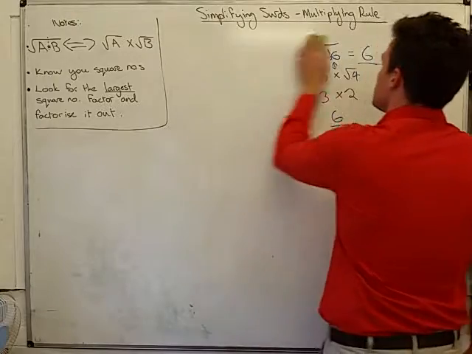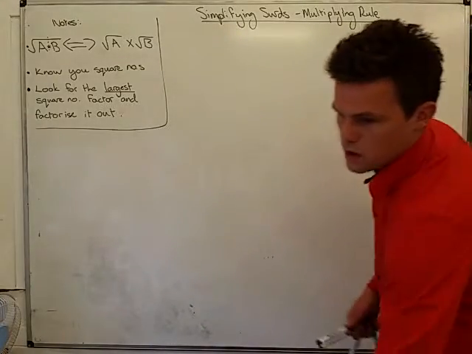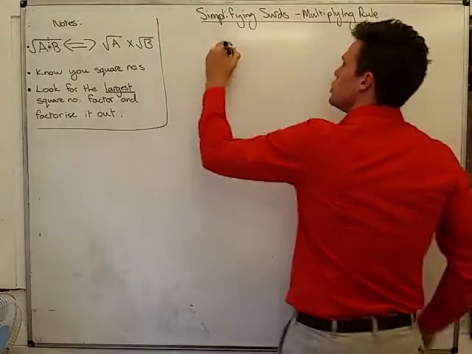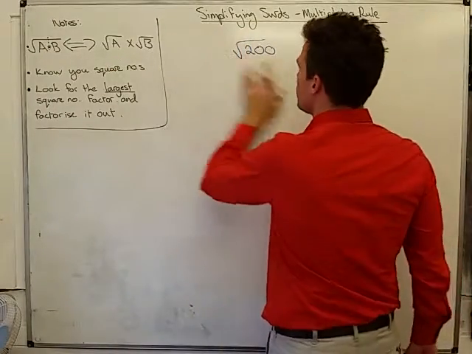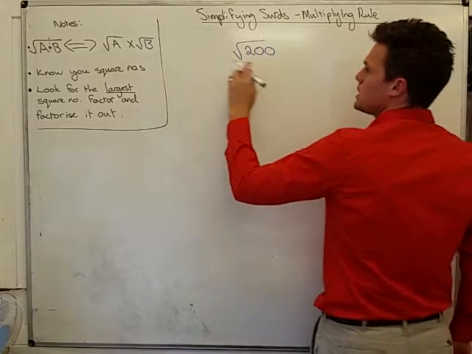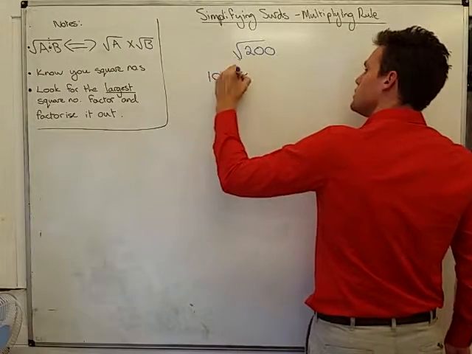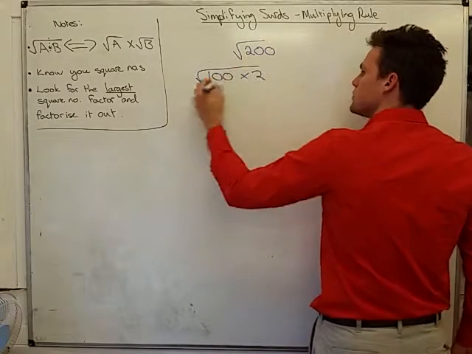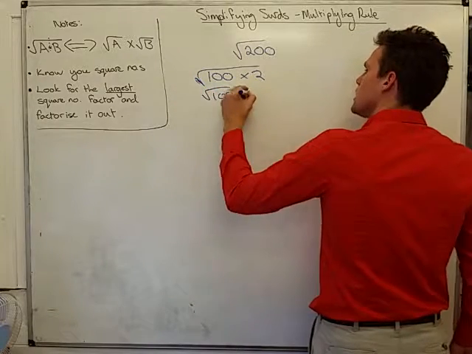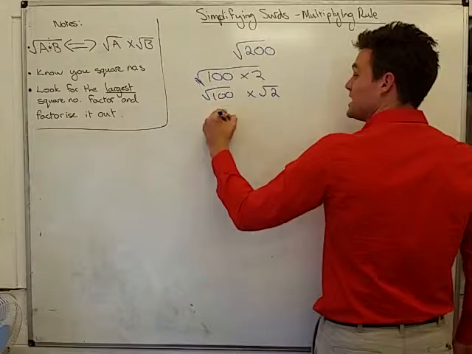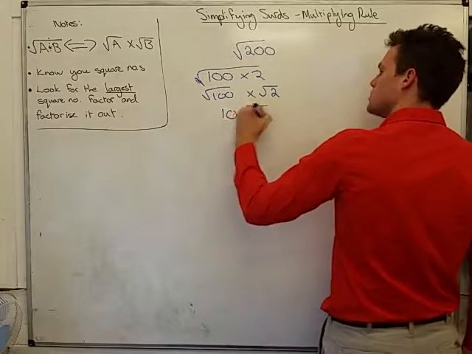Okay, let's try another one. Let's try root 200. I'm going to apply my rule and look for the biggest square number that goes into this. In that case, it's going to be 100 times 2, and it's the square root of all of that. So I can say the square root of 100 times the square root of 2 gives me 10 times root 2.